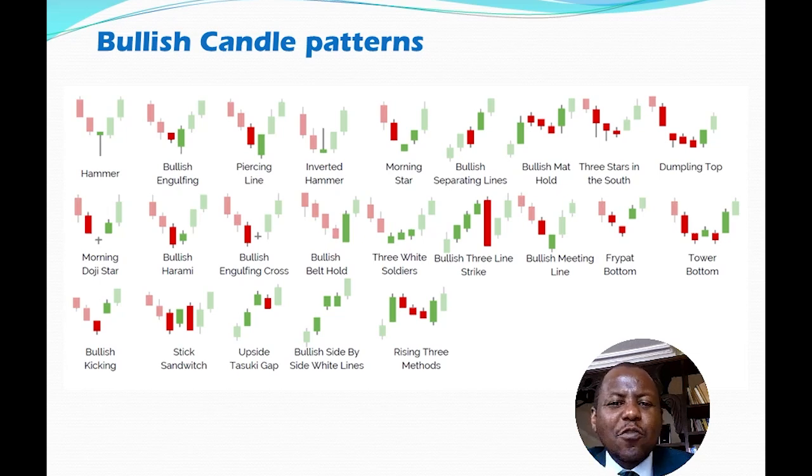In the second row there, you have morning doji star. There's the bullish harami. There's the bullish engulfing cross, bullish belt hold. You have the three white soldiers. You have bullish three line. And the list goes on and on.